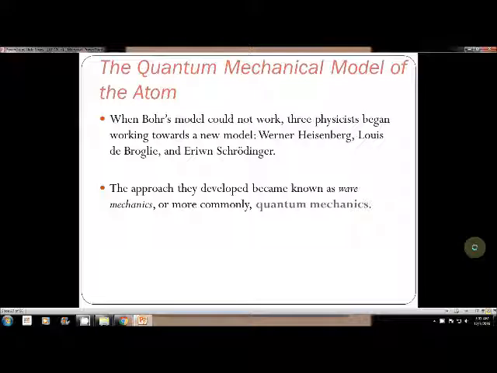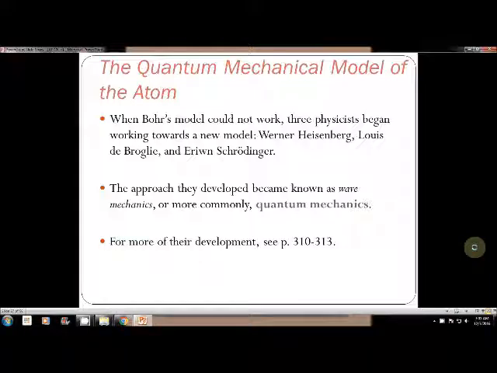Level 33, we're going to start talking about the quantum mechanical model of the atom, which is our current and most modern model of our atom. So when Bohr's model could not work, three other physicists began working towards a new model: Heisenberg, de Broglie, and Schrödinger. The approach they developed became known as wave mechanics, or more commonly, quantum mechanics.